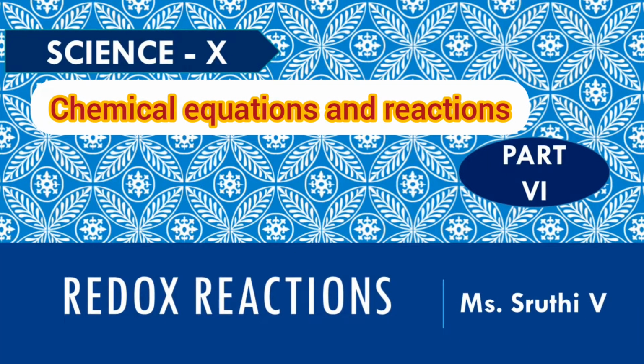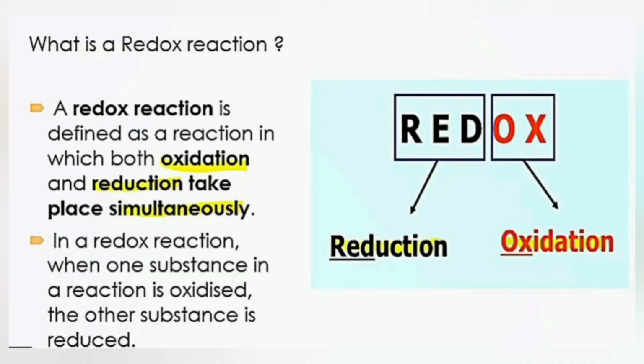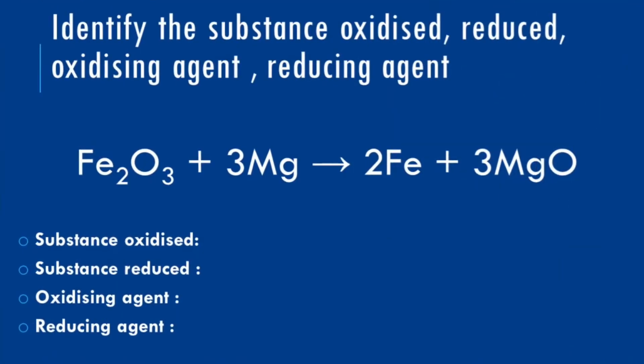Hello students, in this video, let's learn how to identify the oxidizing or reducing agent in a redox reaction as well as the substance oxidized and substance reduced. What is a redox reaction? A reaction in which both oxidation and reduction take place simultaneously is called a redox reaction. In the following reactions, identify the substance oxidized, reduced, oxidizing agent and reducing agent.